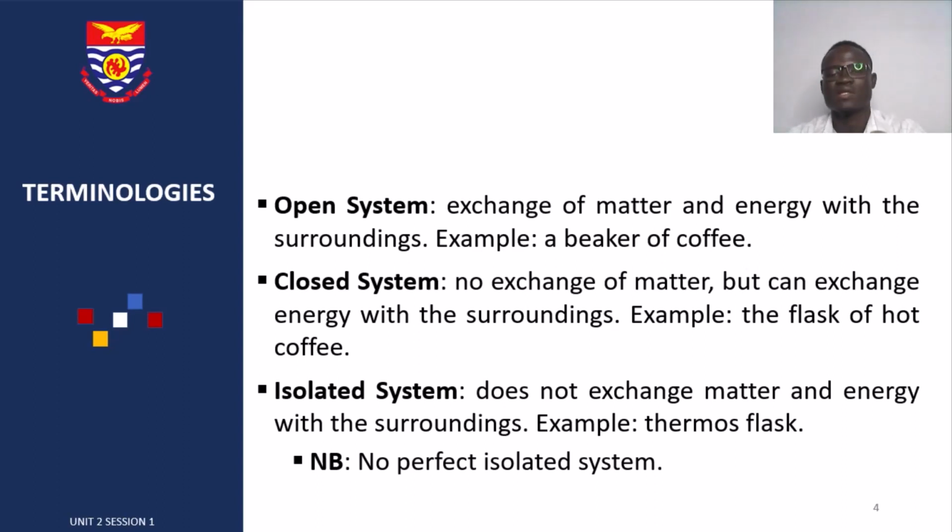Example, when you have a flask of hot coffee, though you might not lose some components of your coffee, your coffee cools down because there is an exchange of energy between the system and the surrounding. We can also talk about the last system, which we call the isolated system. And usually in the isolated system, there is no exchange of matter and energy with the surroundings.